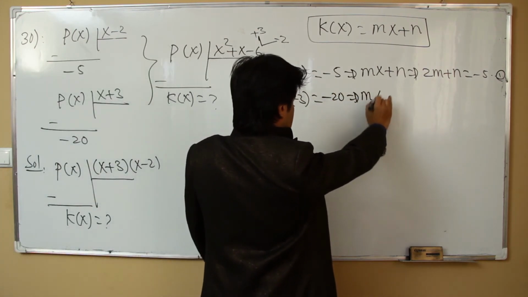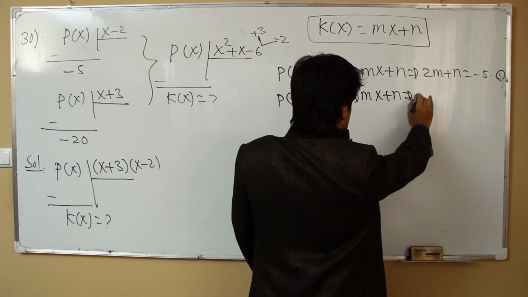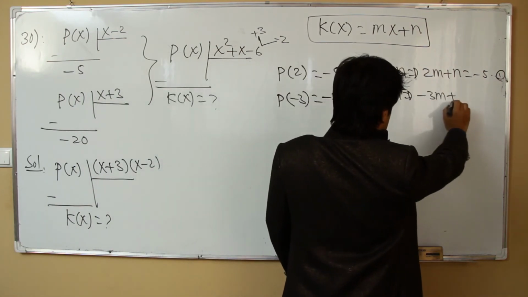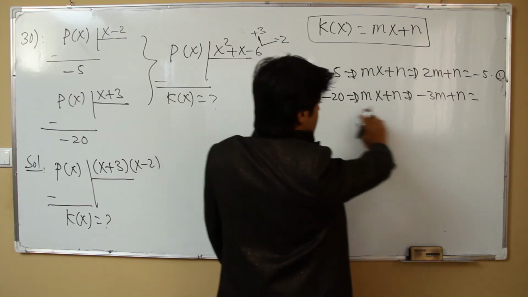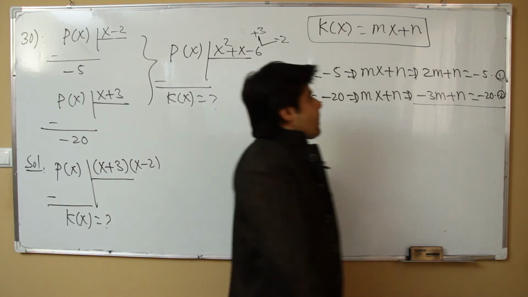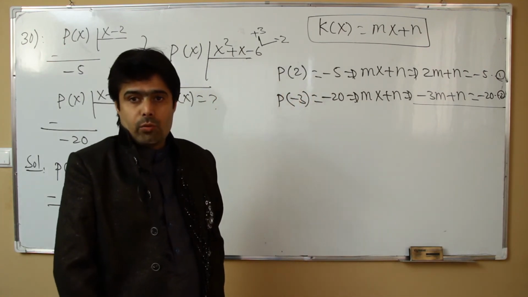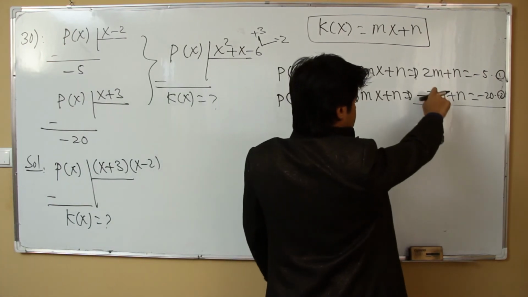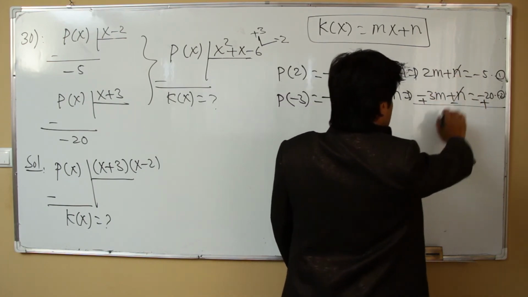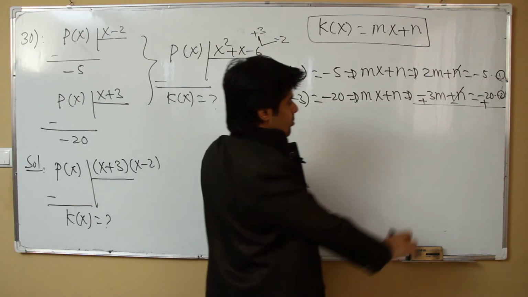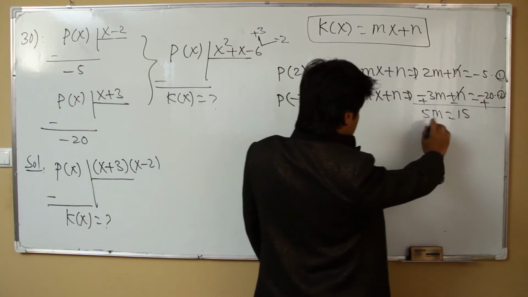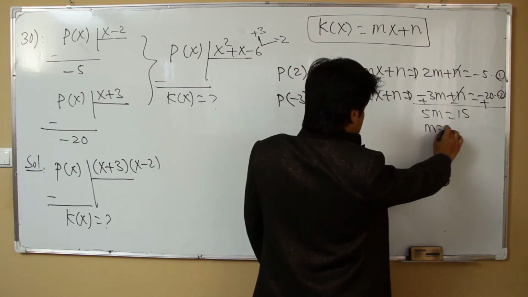So it is like mx plus n. Now instead of x, you have to put minus 3. Minus 3m plus n is minus 20. This is the second equation. You have two variable equations. If you subtract both of them, n with n is cancelled. 3m with 2m, it's 5m. And 20 with this one, it's 15. Divide both sides by 5, m is 3.